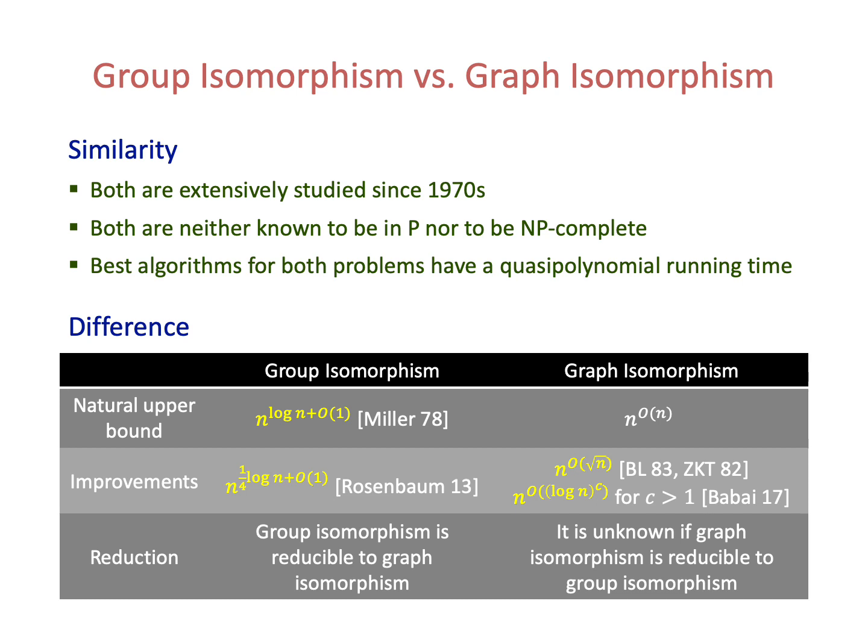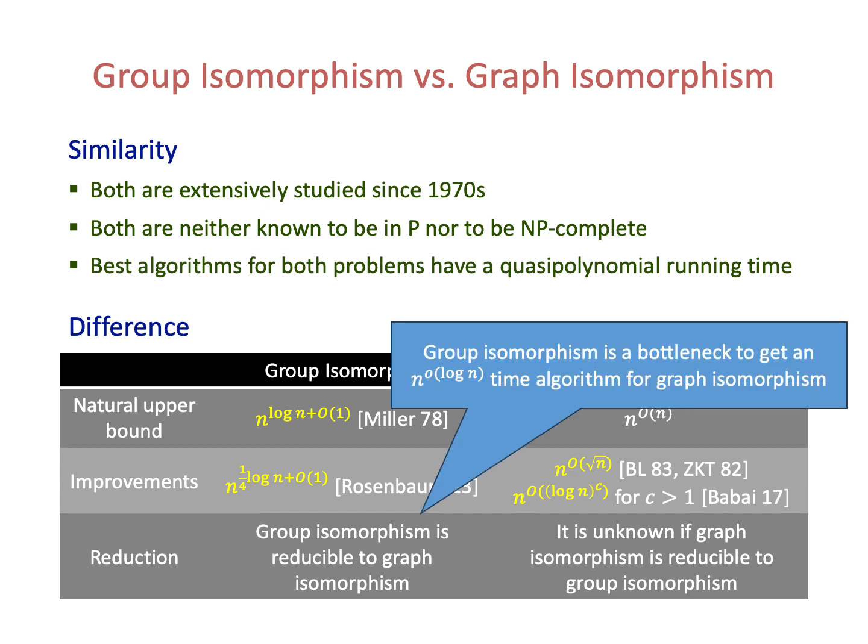Furthermore, the reduction between the two problems is also different. Group isomorphism is polynomial time reducible to graph isomorphism, but it is unknown if graph isomorphism is reducible to group isomorphism. In order to further improve the upper bound for graph isomorphism, to get a sub-quasi-polynomial time algorithm, it is necessary to first get a sub-quasi-polynomial time algorithm for group isomorphism due to the reduction here. So, group isomorphism becomes a bottleneck for graph isomorphism.